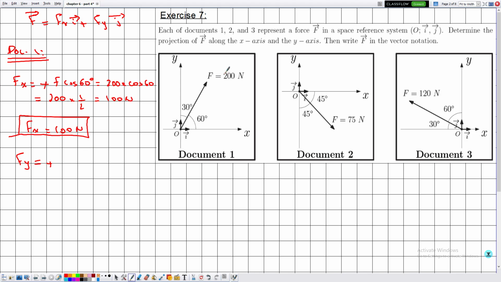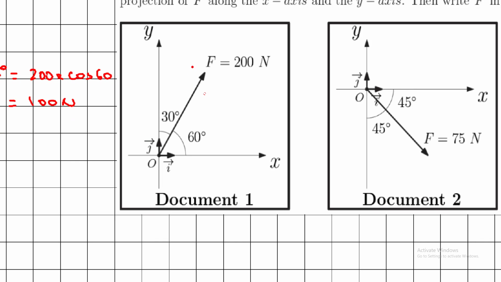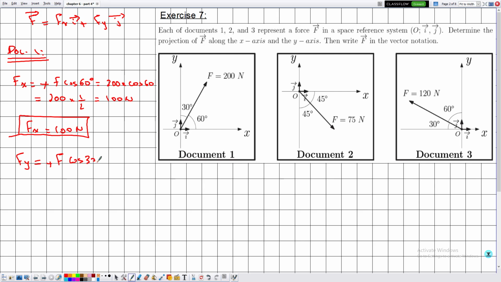Now as for Fy, notice that F is pointing in the same direction as the y-axis, so it's positive, times the magnitude, which is F, multiplied by the cosine of the angle between F and the y-axis, which is 30. The magnitude of F is 200, multiplied by cosine 30. Cosine 30 is given by radical 3 over 2. Plugging this into the calculator, the magnitude of the y component is 173.21 newtons. So Fy is equal to 173.21 newtons.